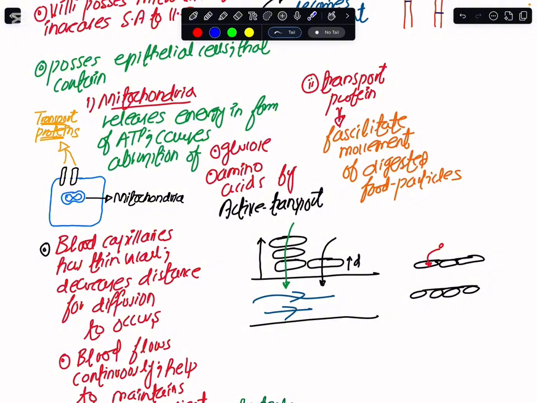The other point is that in the same epithelial cells, we have transport proteins, because the glucose and the amino acids cannot cross the cell membranes directly, but require transport proteins whenever we have to move them from the lumen of the intestine to these epithelial cells and into the blood capillaries. So these transport proteins facilitate the movement of the glucose and the amino acids.